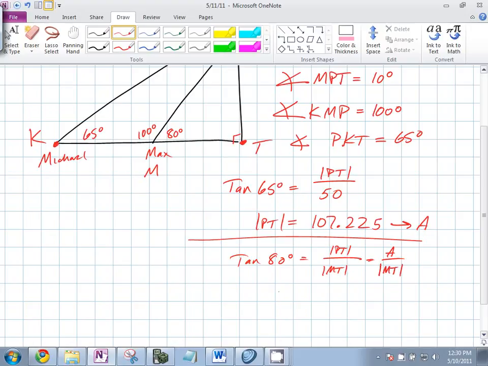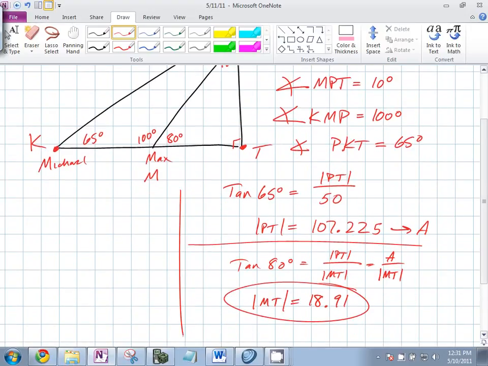Does anybody have a really accurate answer for MT? For the distance? Who has something that's accurate? It's 18 point something. 18 point what? 18.91. People agree with that? Yeah, it should be about 18.91. That's right. So next, though, you're supposed to, what happens when they move 10 feet back, right?